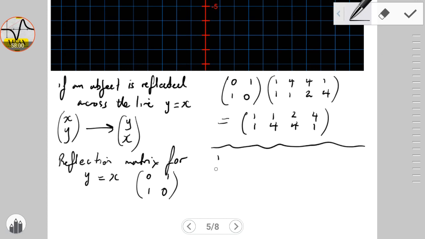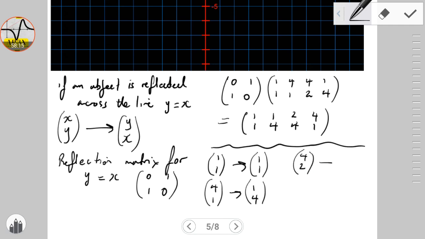They will take (1, 1) and flip it so it becomes (1, 1). They'll take (4, 1), flip it and it becomes (1, 4). They'll take (4, 2), flip it and it becomes (2, 4). And then they'll take (1, 4), flip it and it becomes (4, 1). All right. Some of my students didn't remember the flip, and some of them also changed the sign.